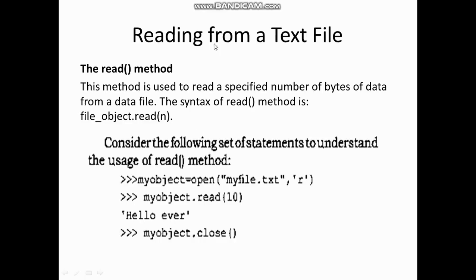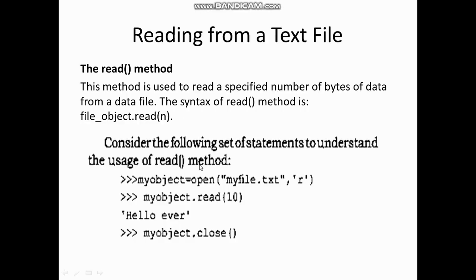Then reading from a text file. To read data from a text file, we go for the read method. This method is used to read a specified number of bytes of data from a data file. Look at the syntax. Within this read method, we are using n, which indicates the number of bytes.